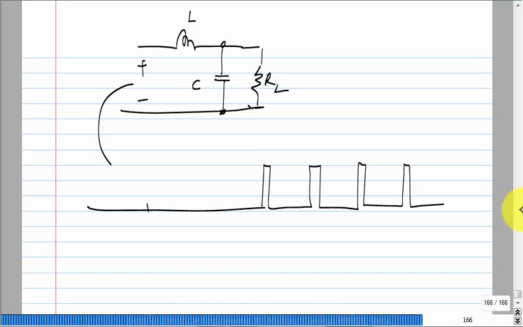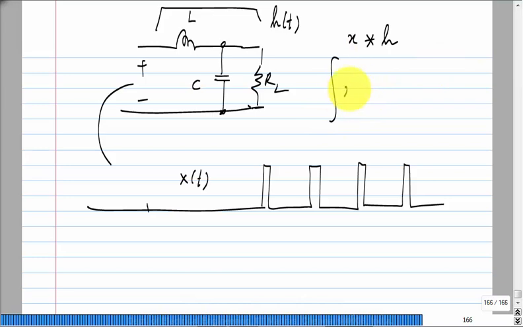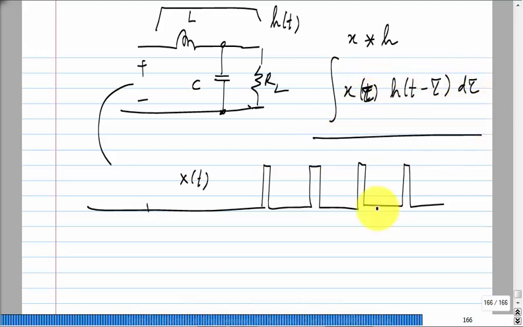How would you determine that? How do you in general determine, if you have a linear time invariant circuit and you have an input x of t, how will you determine the output y of t? What is the expression for the output? Convolution. Okay. So this is x of t, and this whole thing has some impulse response h of t, and I have to find x convolved with h, and that's the expression for convolution.